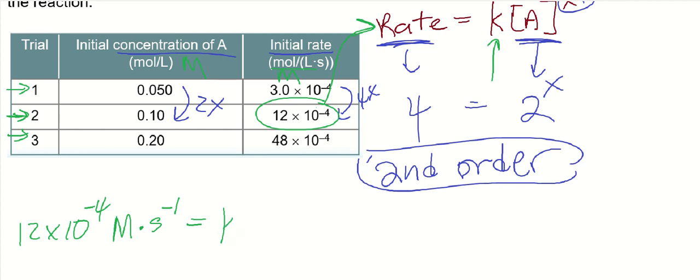Okay, that's going to be equal to the rate constant K, which is what we're solving for, times the concentration of A, which is right there, 0.10. And then that's going to be all. Hold on, don't forget your units. That's molar. Concentration is measured in moles per liter. So that's it.